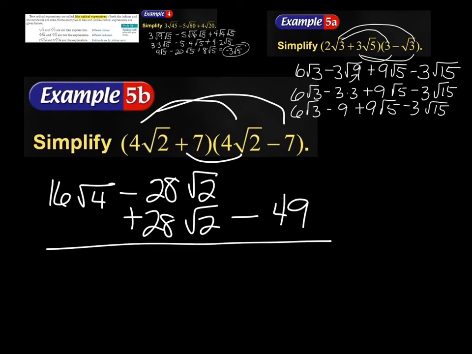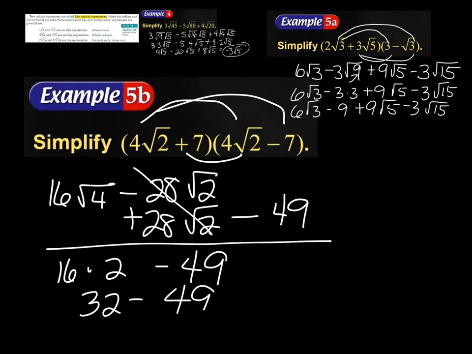Happens to be my middle two terms are like terms and they're opposites. So I have 16 times square root of 4 is 2 plus nothing minus 49. I'm not going to have a radical at all in this one. So 32 minus 49 is just negative 17, and we are done.